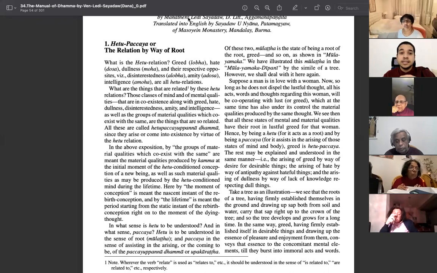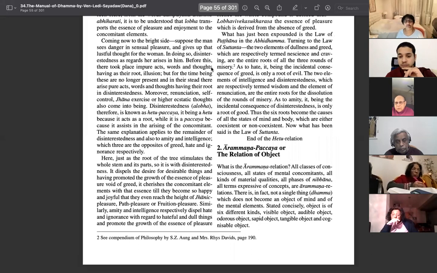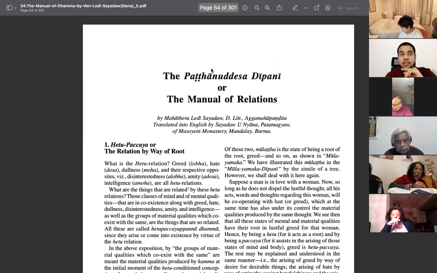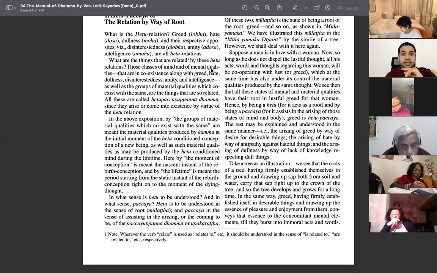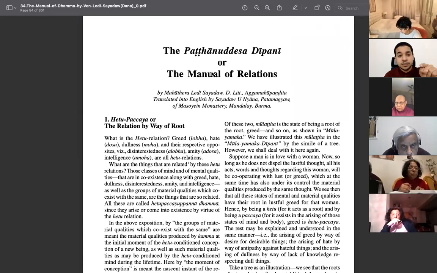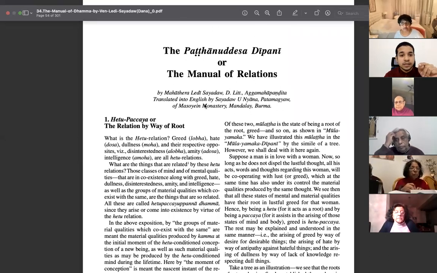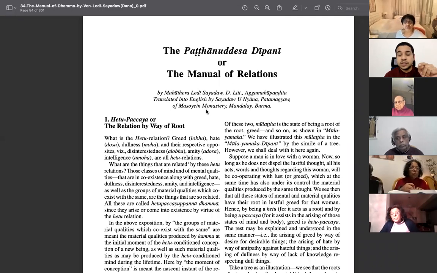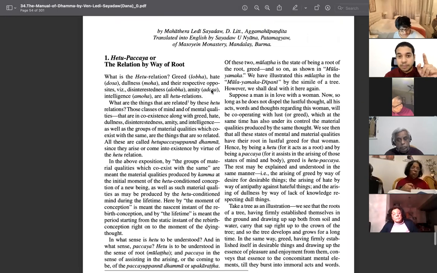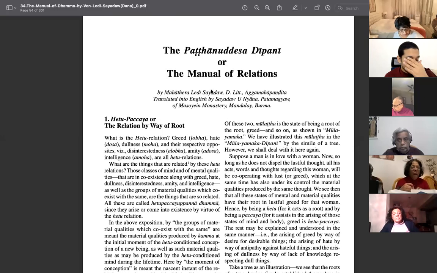So this book... Bhante. Yes, Devika. Can I ask you a question? Bhante, do you know the page of this section that you have put up? Because I have his book, I can go there and read. Page 189. I have shared this book on our group. It is Lady Sayadaw's The Manuals of Dhamma, so you should be having it as well. This is page number 189 for the Patthana. If you go through the contents page, you will also find the Patisampada as well. It will be very interesting to go through.